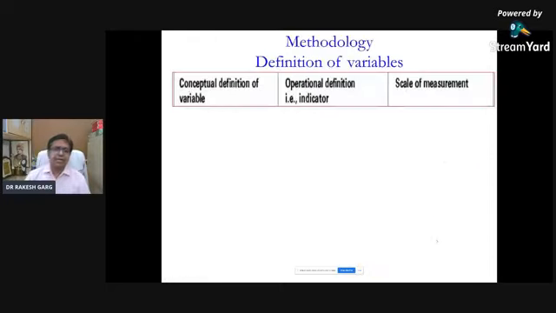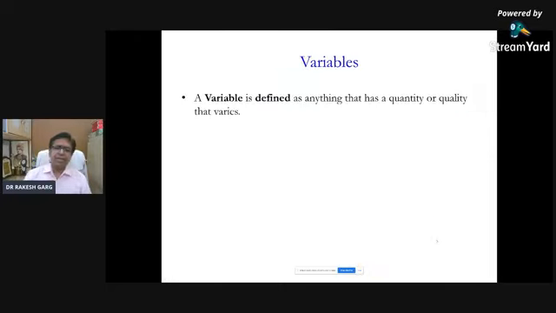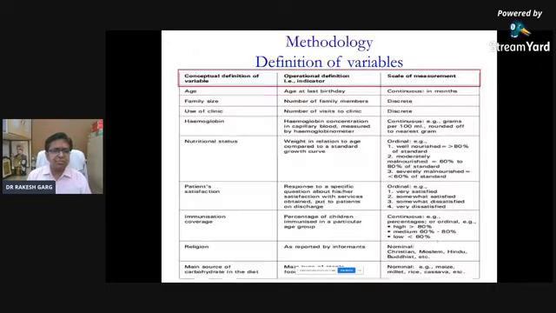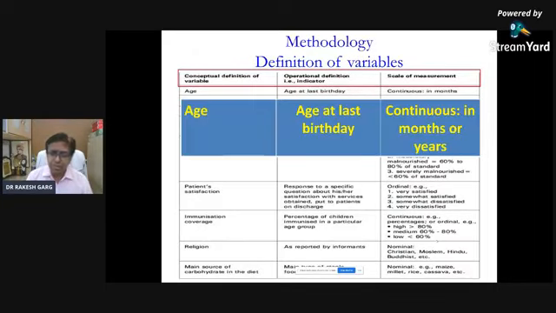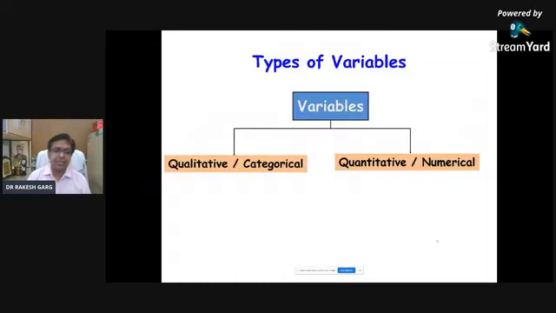Now coming to the variables. When we define any variable, we use a lot of variables, which could be age, hemoglobin, but remember one thing, whatever variables you use, they should be very clearly defined. Say for example, age. It should be mentioned as age at last birthday. Maybe a person is 4 years, 11 months, they will say 5 years. So you should be very, very clear that each variable must be defined in an objective way so that there is no discrepancy during collection.